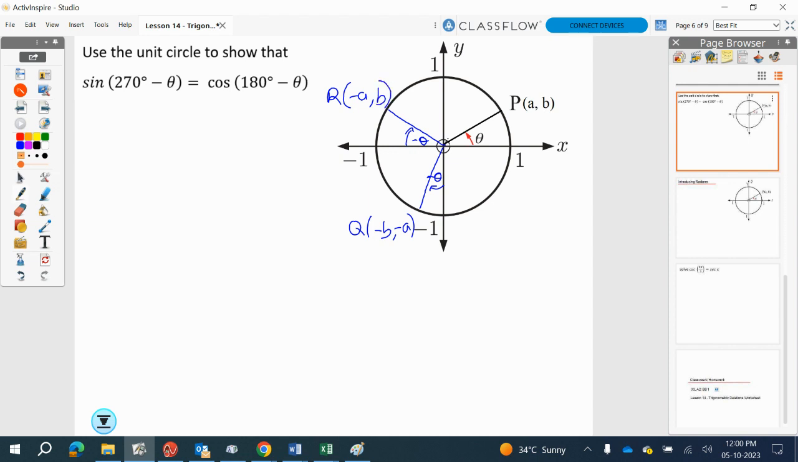So let's build our proof. The left hand side is equal to sine of 270 degrees minus theta. So the sine value at point Q is minus a. At point R, minus a is the cosine value, which is what we want. So the cosine value at point R is minus a, which is the right hand side.